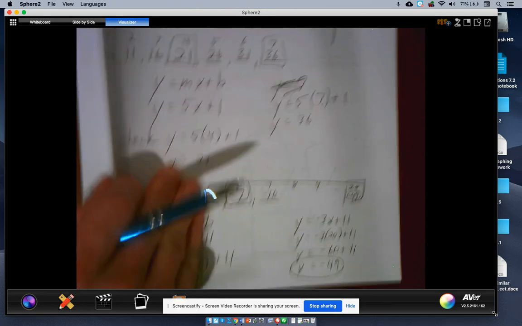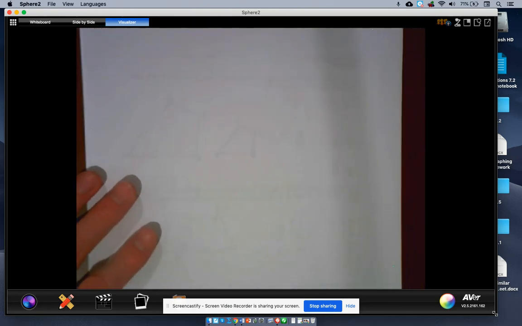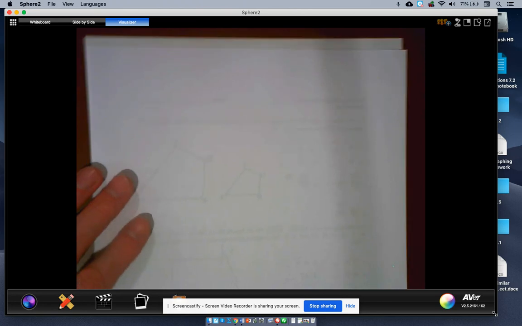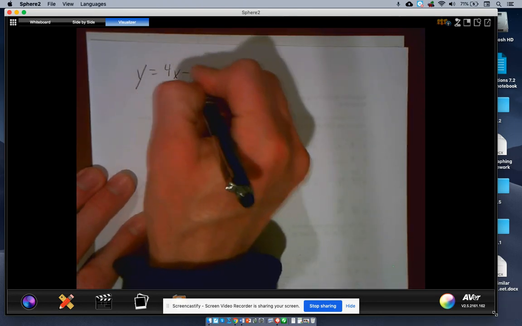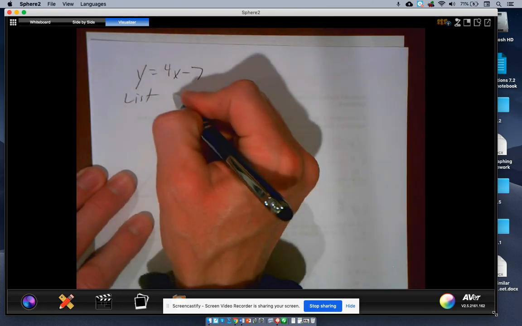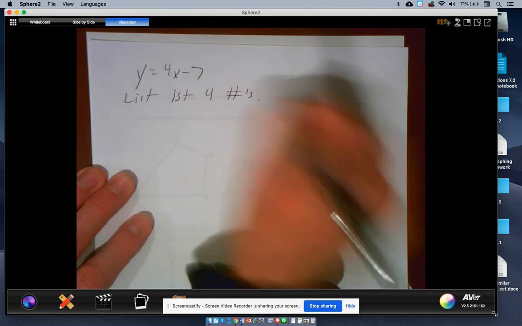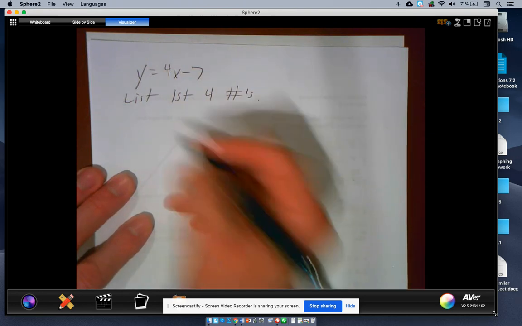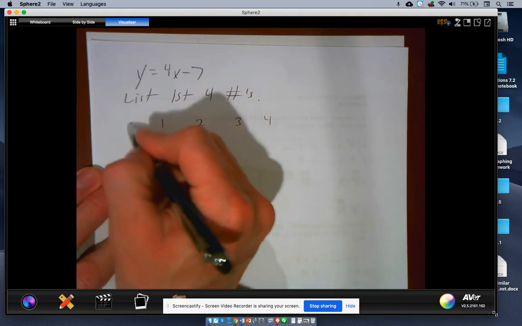There's one small other idea you should know, and it's going in the reverse direction. Not harder, just different. So I'm going to write for you an equation, y equals 4x minus 7. And I'm going to say list the first four numbers. So 1, 2, 3, 4, the first four numbers. So those are my x's.